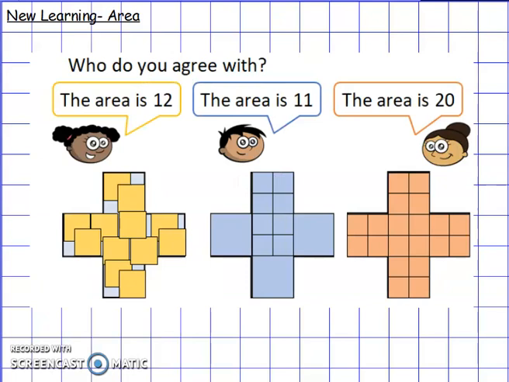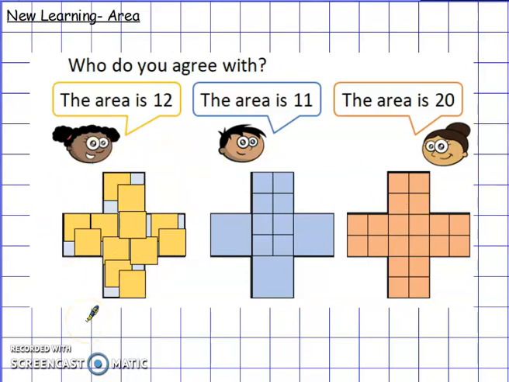Let's have a look at this example. We've got 3 children who've got some shapes. This girl says the area of this shape is 12. This boy says it's 11. And this girl says the area is 20. Who do you think's right? Well, let's have a look at this one.